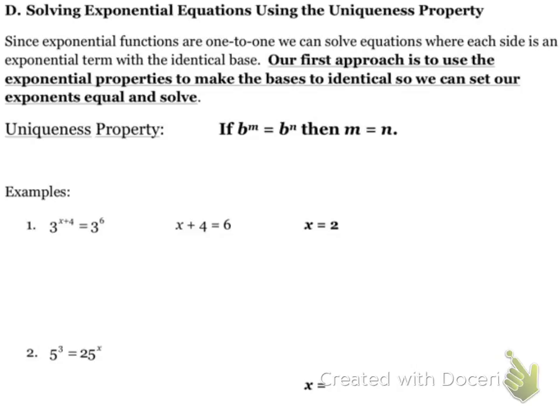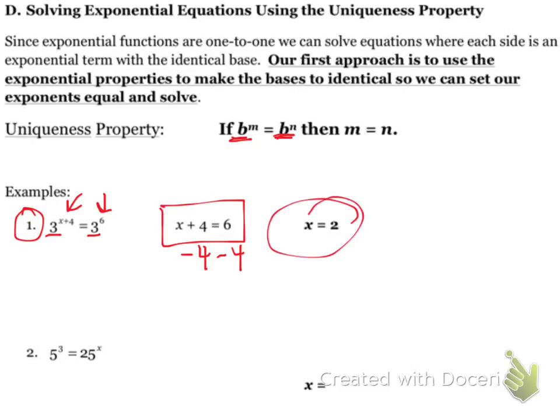Okay, and the last part of exponentials is solving exponential equations using the uniqueness property. So basically, what we're going to do is try to create a base on both sides of the equal sign with a similar or the exact same base. So if you look at example number 1 here done for you, since they both have a base of 3, you can essentially let both of the exponents equal one another, which you see here. And then you simply subtract 4 from both sides, and you're left with x equals 2.